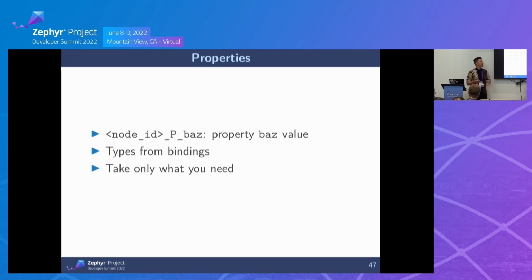And so the bindings give us the types that we need in order to represent these properties in sensible ways as C literals. That in turn allows us to take only what we need and save it in our drivers, and anything that's not compiled in, that information gets thrown away.